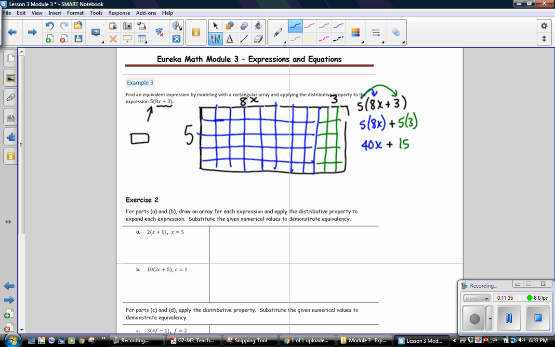Now, these cannot be combined because they are unlike terms. So to recap, we have 5 times the quantity 8x plus 3. Using the distributive property, it is equivalent to 40x plus 15. This is considered the sum, and this is the area inside the array. And this is considered the product. And the product is the length times the width.